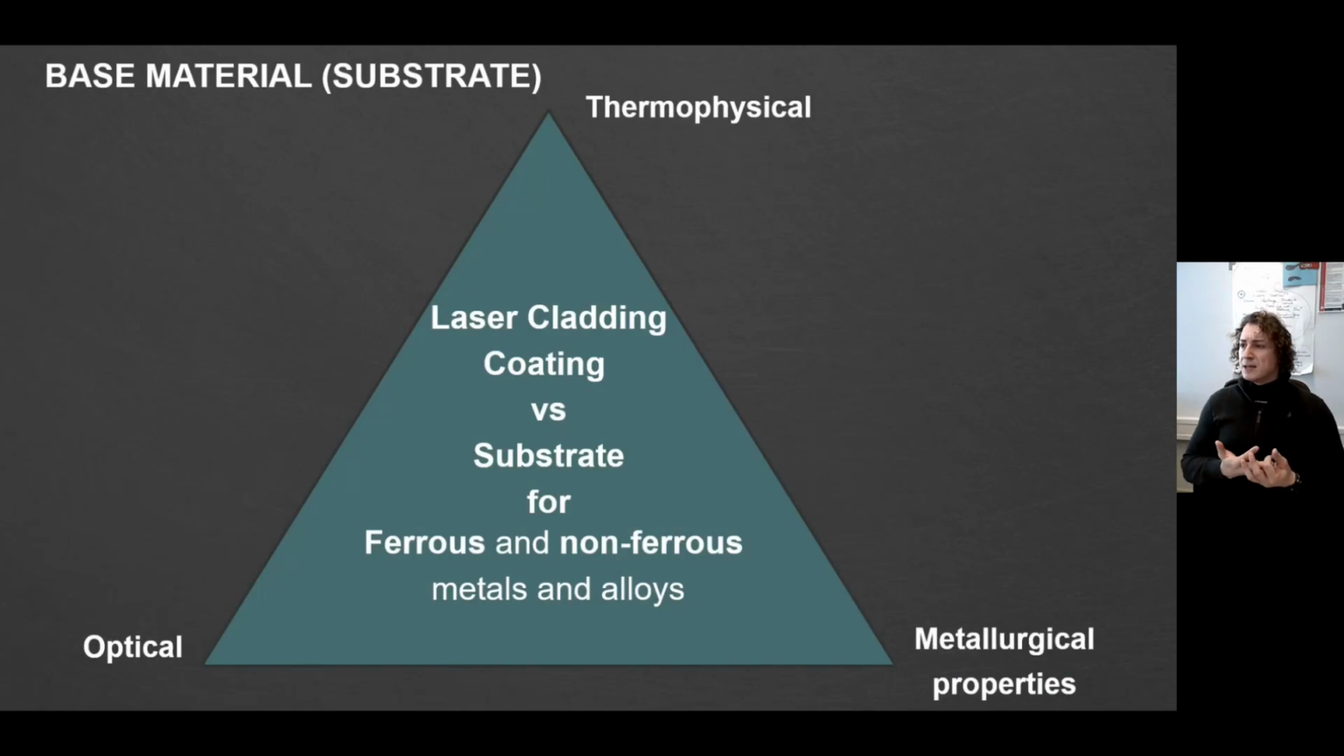Let's take a look a little bit at the theory. If we speak about laser cladding coating versus substrate, mostly we work with ferrous and non-ferrous substrates, primarily metals and their alloys. All those substrates have different properties. It might be different optical properties in terms of color, in terms of back reflection or absorption of laser light.